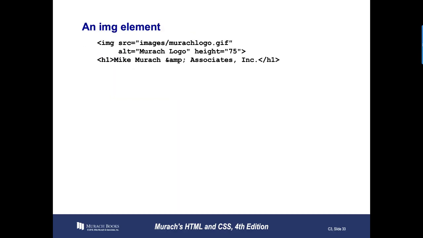All right, so here we are with our image element. src is the attribute. Then we have our equal sign, and the value here happens to be an image called Murac logo.gif. Alt is provided if the image can't be loaded, and it also provides an alternative description for people who can't see your image.